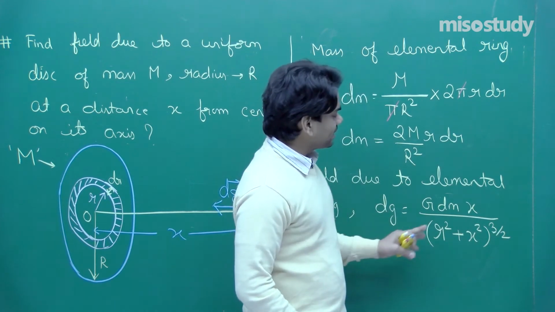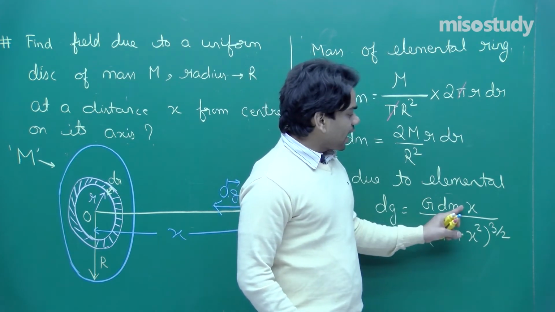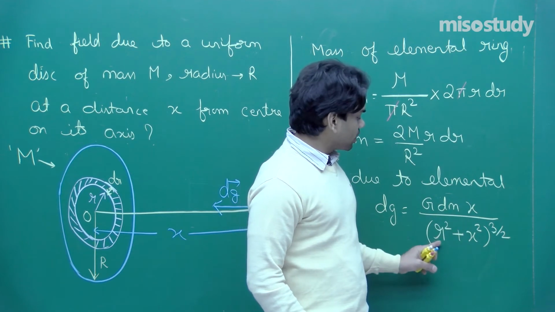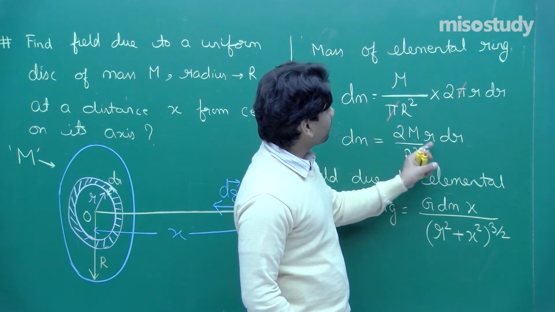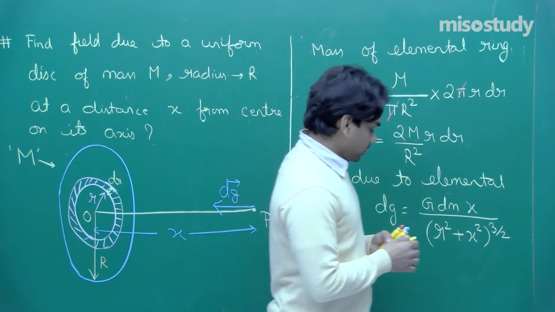Now the problem lies here. We have taken the variable dm. x is constant, no problem. Small r is varying. First of all, let me write down the value of dm as 2m r dr upon capital R square.